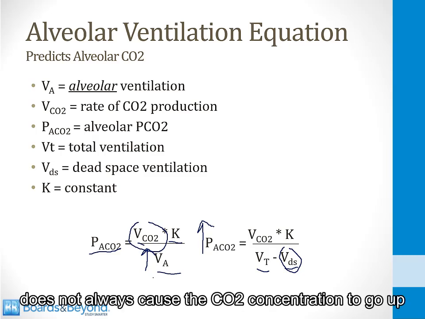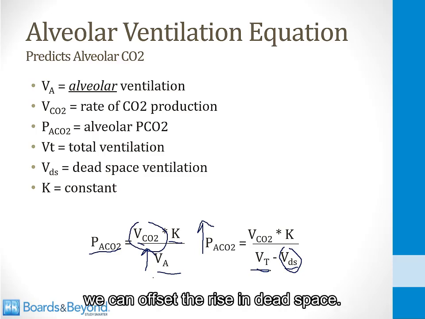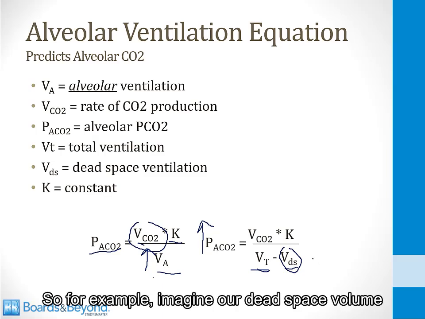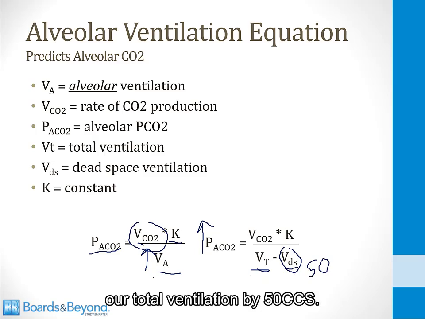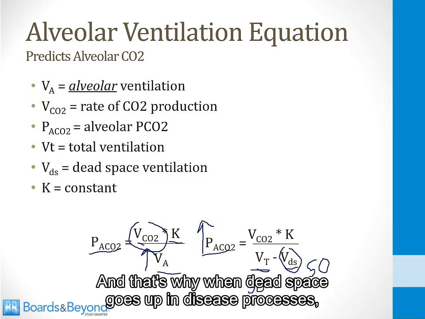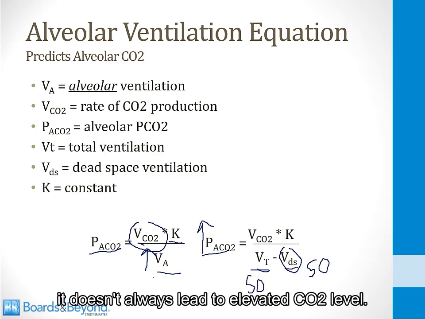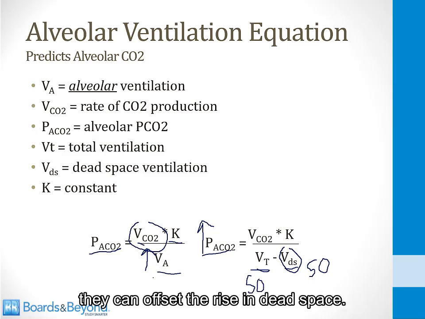Now, dead space does not always cause the CO2 concentration to go up, and that's because if we're able to increase our total ventilation, we can offset the rise in dead space. So for example, imagine our dead space volume rises by 50 cc's. Imagine then we also increase our total ventilation by 50 cc's. If we do this, then the PaCO2 is not going to change. And that's why when dead space goes up in disease processes, it doesn't always lead to elevated CO2 level. If patients are able to increase their ventilatory rate, they can offset the rise in dead space.